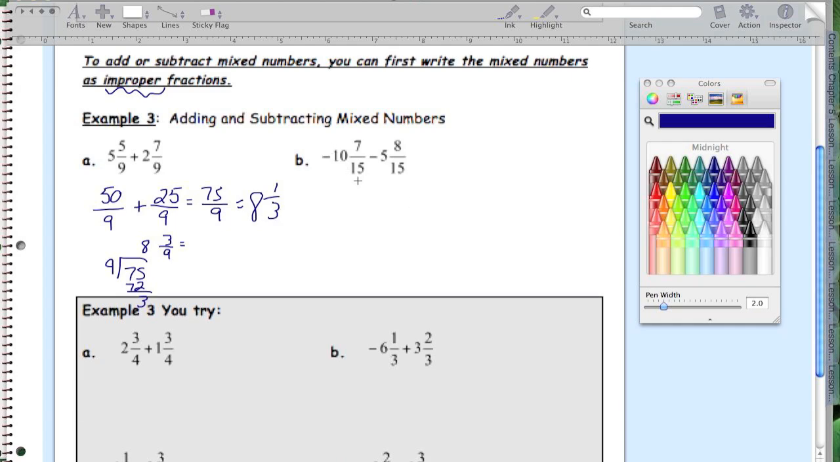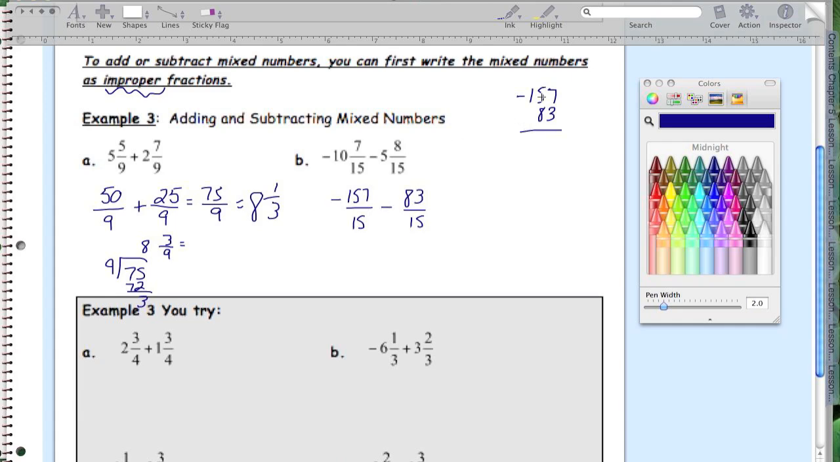Letter B, negative 10 and 7/15. 15 times 10 is 150 plus 7. So I have negative 157 over 15. 15 times 5 is 75. 75 plus 8 is 83. If you ever don't know, please don't guess. Actually work it out. It's better to have that scratch work there than it is to just do it in your head and get it wrong.